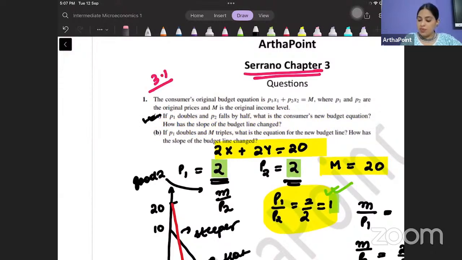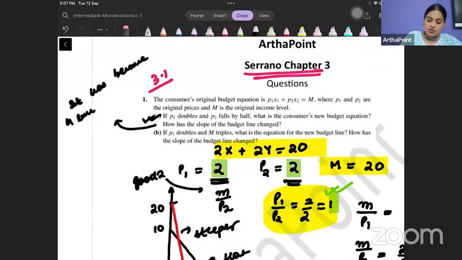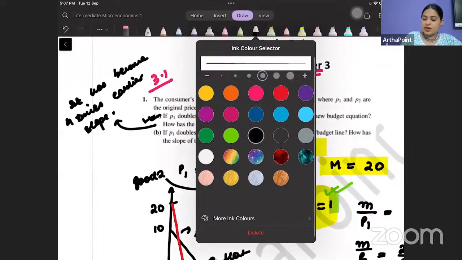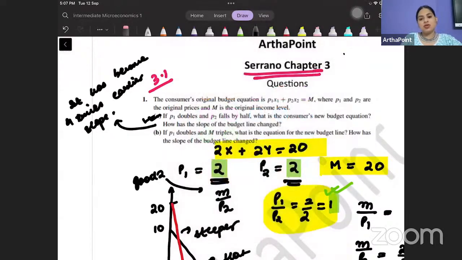Okay. Now beta, come. So how has the slope of budget line changed? It has become 4 times the earlier slope. Okay, but it has become 4 times the earlier slope. Clear hua? Achha, come to the second part of question number 1. It says if P1 doubles and M triples, what is the equation of the new budget line?